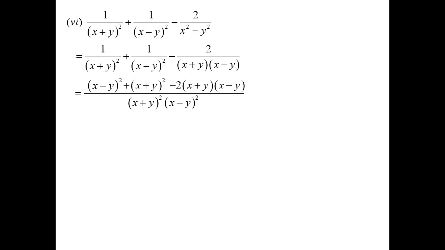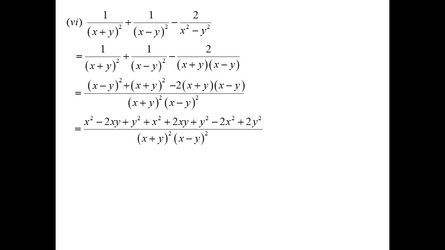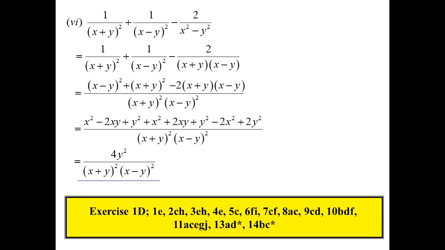So let's expand it out if you don't see it. Yes. 4y squared is what we've ended up with. Okay. Use patterns to your advantage if you spot it. Okay. There's our 1D.